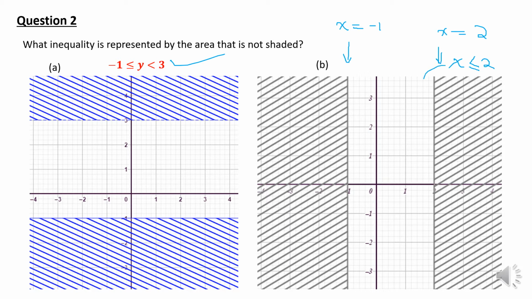That is what is unshaded here. And this particular part represents values of x that are bigger than or equal to -1. So when you combine these two, you should end up with the same thing: x is less than or equal to 2, and x is greater than or equal to -1. So what we're looking for is an inequality where you have the extremes listed like that.